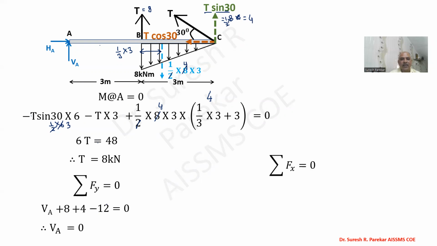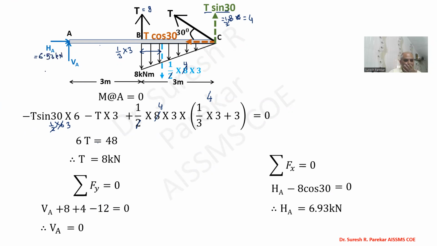Now apply summation Fx equal to 0. So we have HA plus, sorry, this should be minus, because it is going towards left. So minus 8 cos 30, and that is equal to 0. And from this we will get HA equal to 6.93 kilonewton. And now we have this component.